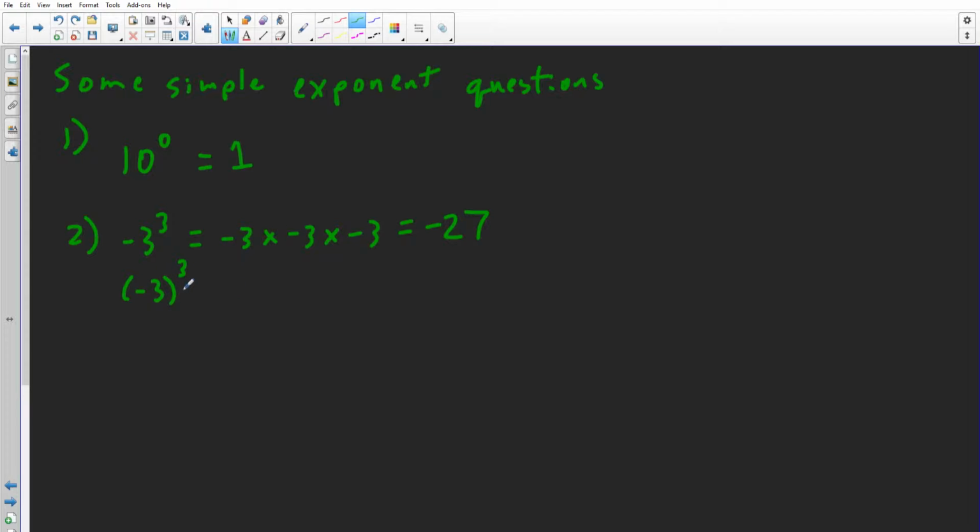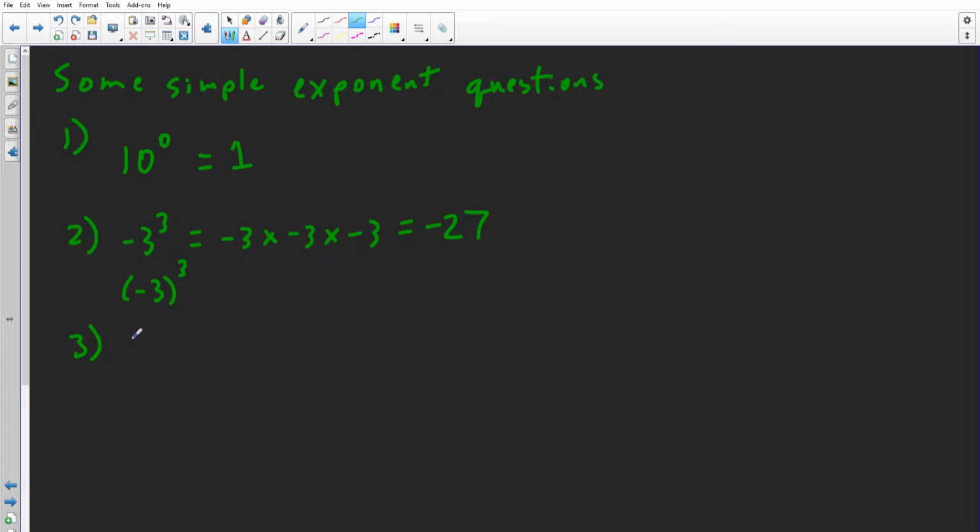Otherwise, it will just say negative 3 times 3 times 3, which is fine for this application, but say you had a squared, your calculator would tell you it was negative 9, whereas it should be 9. I'll show you an example.